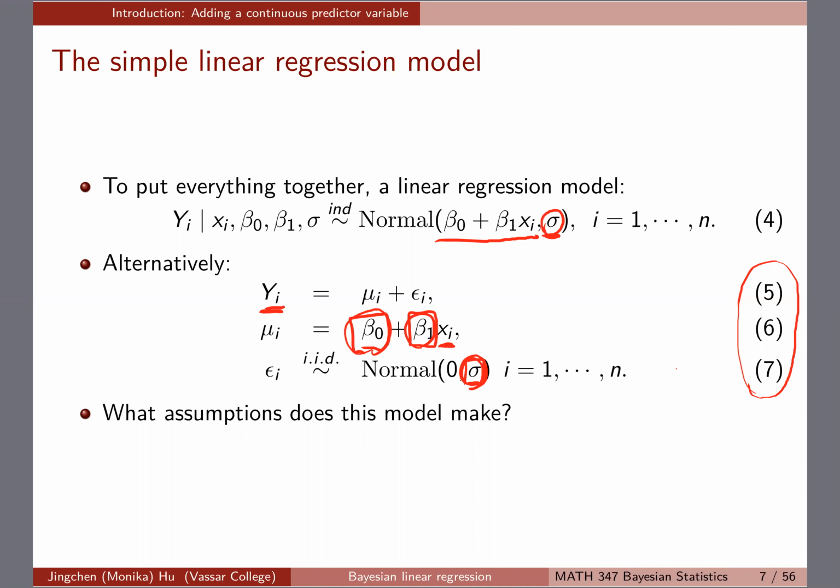Anything else? Anything that you think we're making assumption about when we are proposing a model like this? We're assuming that the errors are 0. The expected value of the errors is 0. Yeah, so here, as you can see, the error, or the residual, sometimes people call that, epsilon i is IID normal, and the mean is centered at 0, okay?